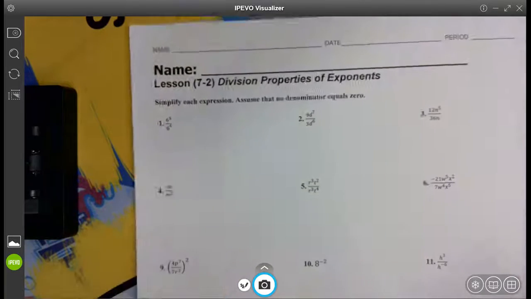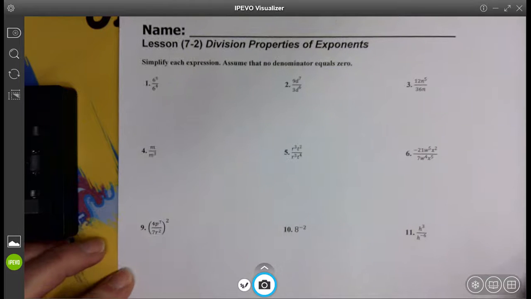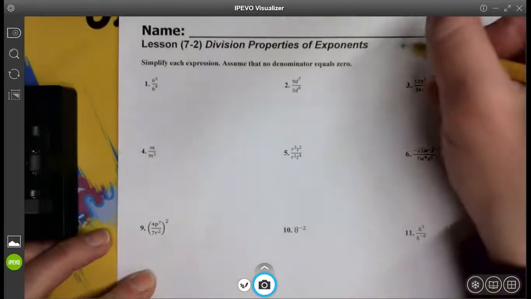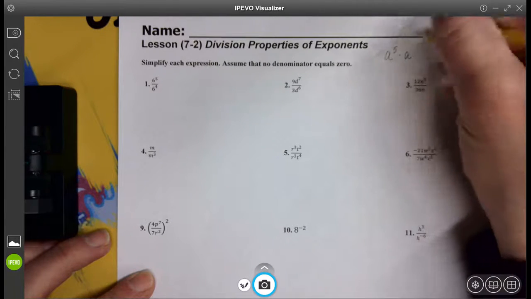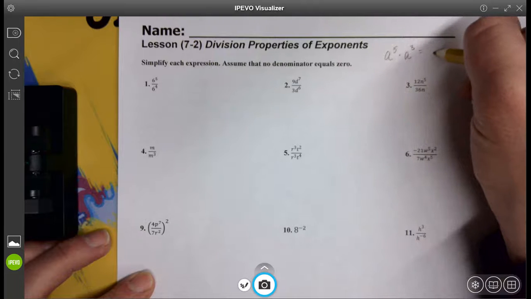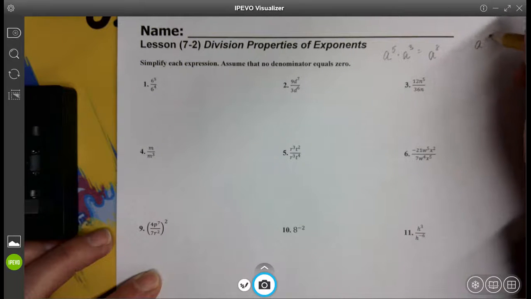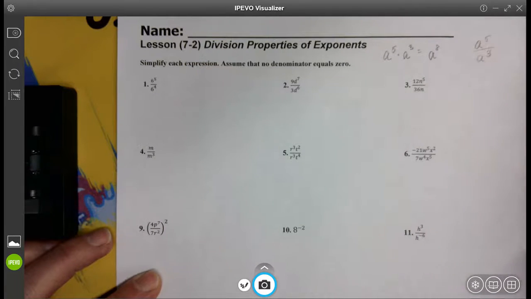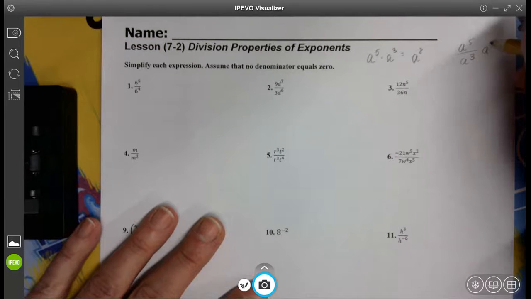This is the second day of Chapter 7, Lesson 7.2, Division, Properties of Exponents. So when we had letters raised to a power times the same letter raised to a power, we could just add their exponents. So if we have that letter divided by the same letter, we wouldn't add, we would subtract.